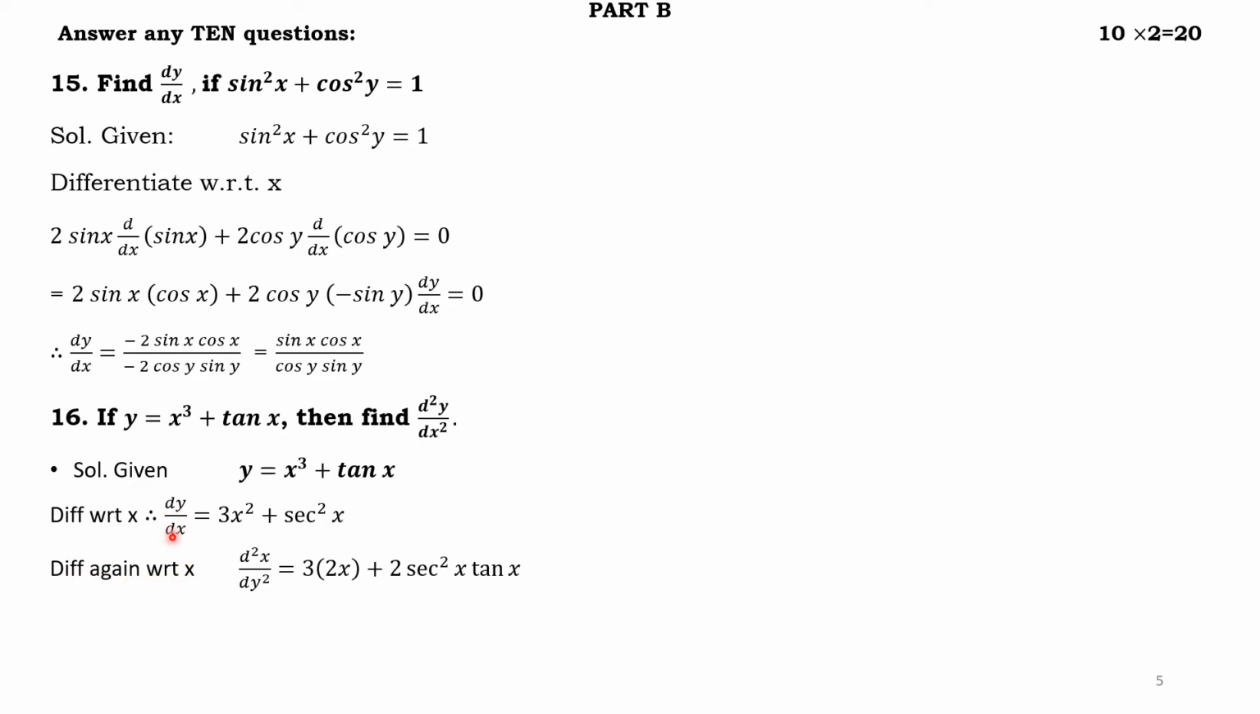So dy by dx becomes, in the second order derivative, d squared x by dy squared is equal to 3 into 2x plus 2 into secant squared x tan x. That is, differential of secant x is secant x tan x. This also you have to remember. Differential of tan x also you have to remember, and differential of secant squared also you have to remember. So that becomes 6x, 3 into 2x is 6x, plus 2 into secant squared x tan x.